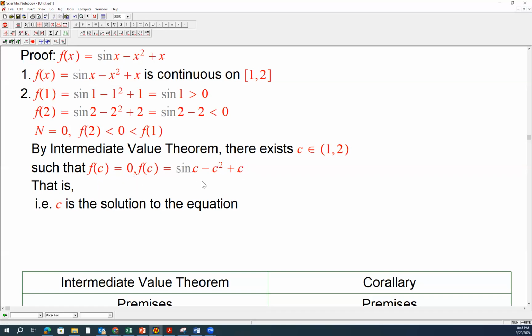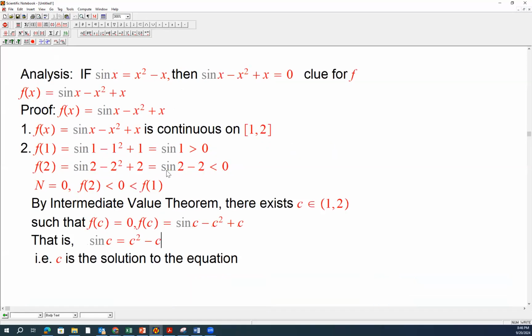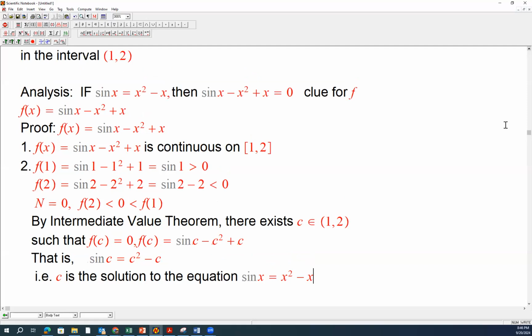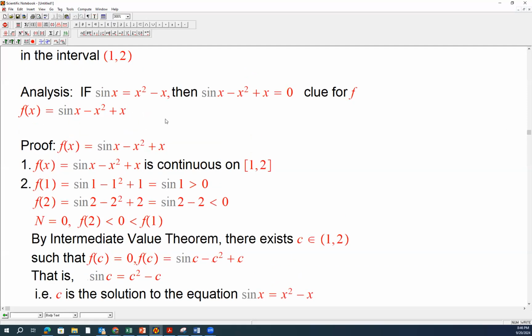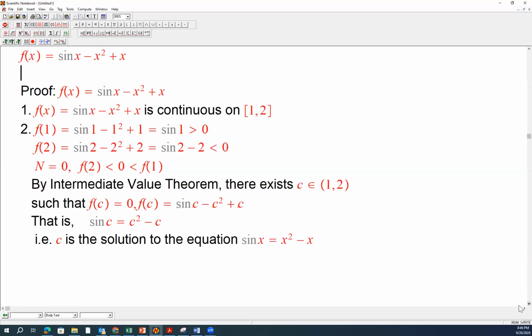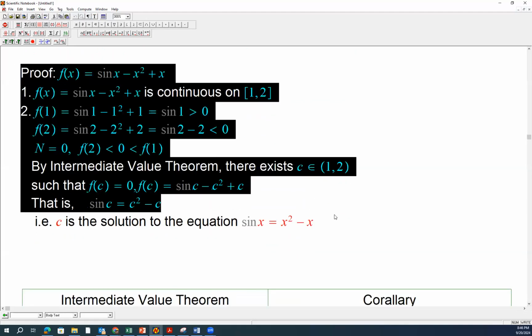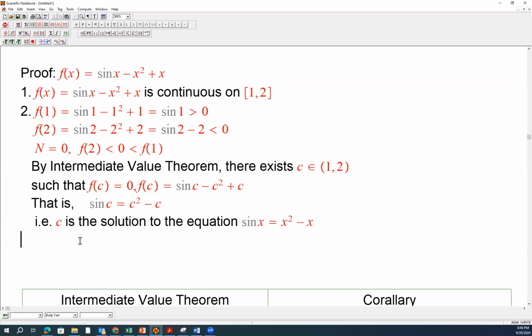That is, sine of c equals c squared plus minus c. So c is a solution to the equation, which is right here. So I hope you have seen a rhythm at this point. You don't need to show the work, please, okay? Use your scratch paper as scratch paper, and you only show your best work, which is right here, okay?